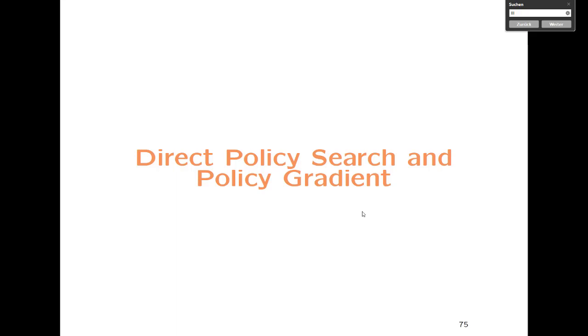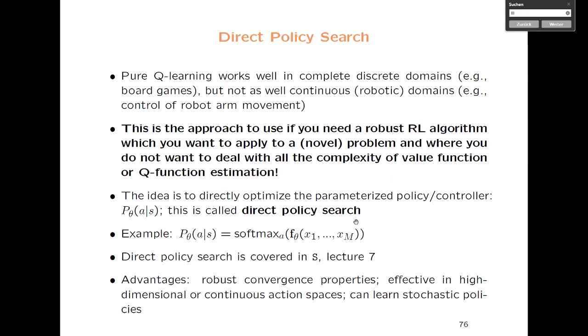So here's another important algorithm for reinforcement learning: direct policy search and policy gradient. So pure Q-learning works well in complete discrete domains, for example, board games, but not as well in continuous domains like in robotics. Example: control of a robot arm movement.